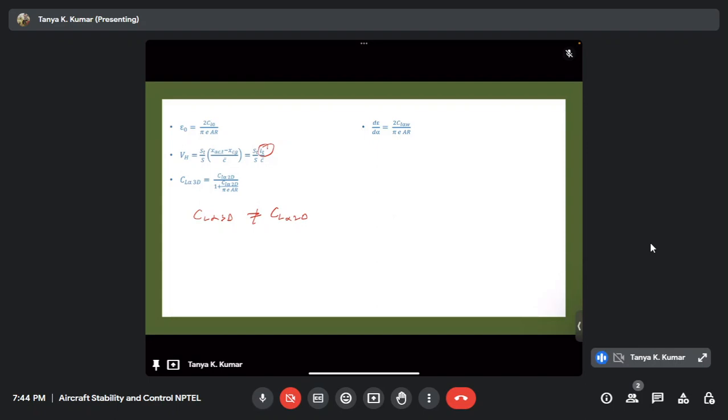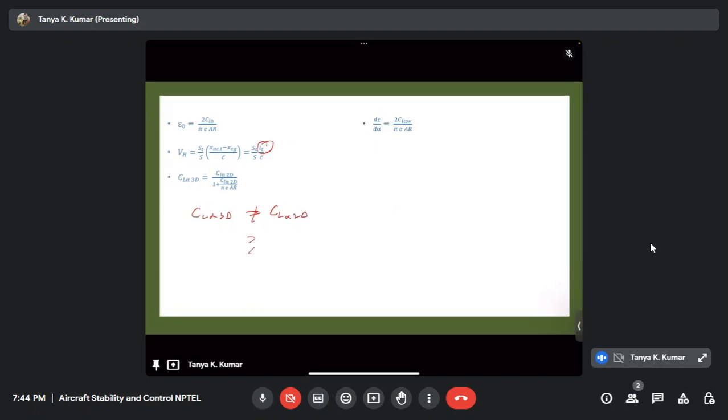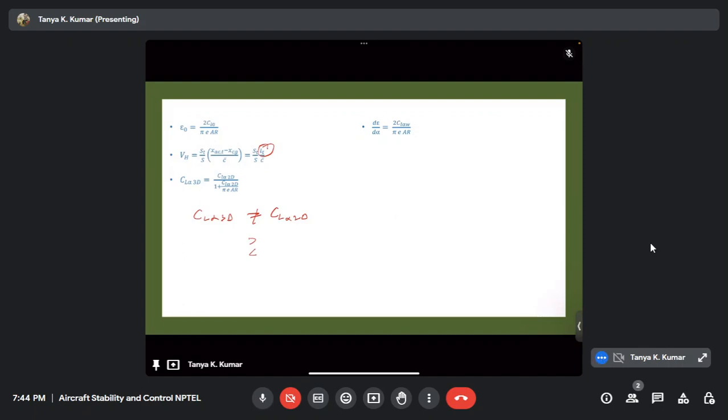From the formula, can you tell me if CL alpha 3D is greater or less than CL alpha 2D? Is it greater or less than? What is it? It's less than CL alpha 2D, right? So this is wrong. CL alpha 3D is less than CL alpha 2D. Okay, that is right. Can you tell me why? Physically, why?